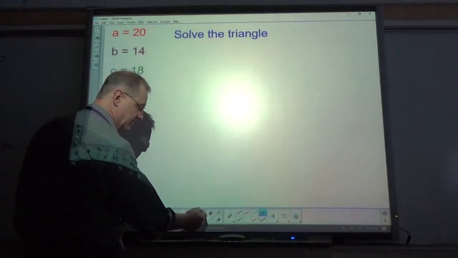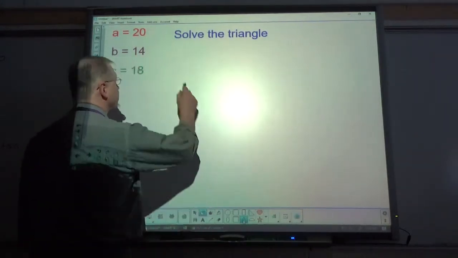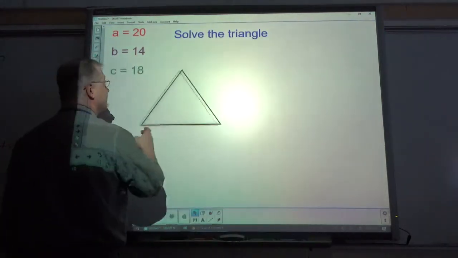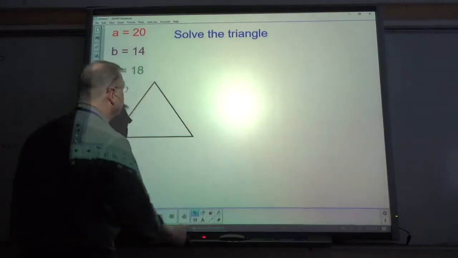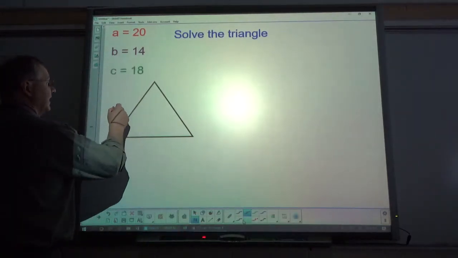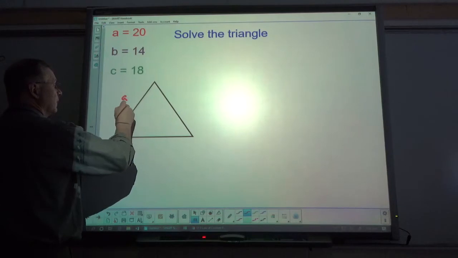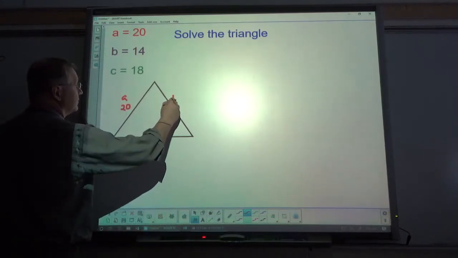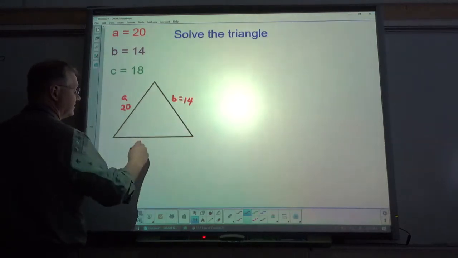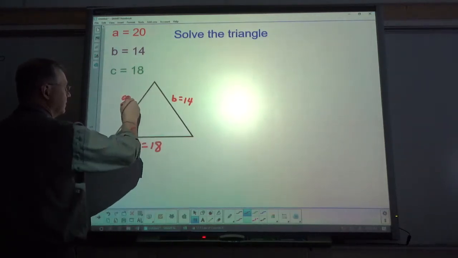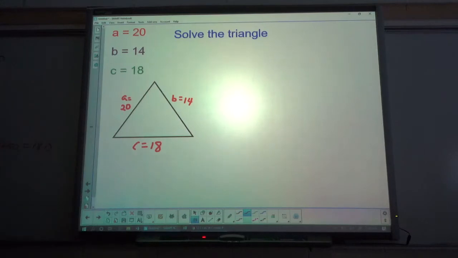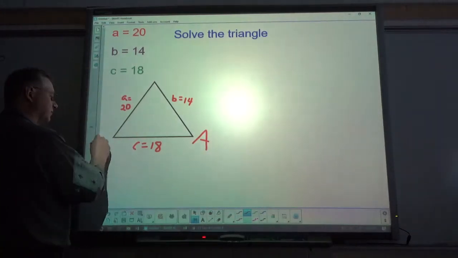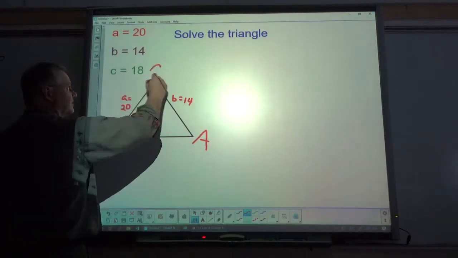All right, I need a triangle first. So I'm just going to draw a general triangle. Not a particular one, so I'm just going to start filling things in. Let's say A is here, and that's 20. Let's say B is here, and that's 14, and C is 18. All right. So that puts angle A here, angle B here, and angle C here.